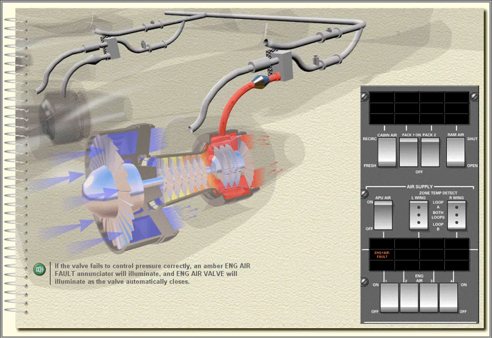If the valve fails to control pressure correctly, an amber engine air fault annunciator will illuminate, and engine air valve will illuminate as the valve automatically closes.